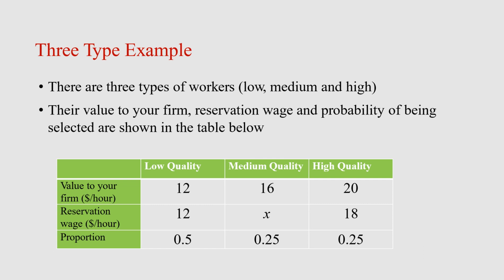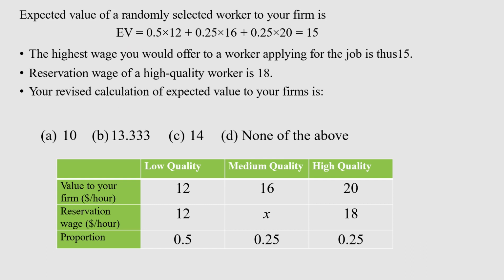Let's say that the proportion of low quality workers is a half, and the proportion of each of the medium and high quality workers going into the marketplace and approaching your firm is a quarter. So the expected value of a randomly selected worker to your firm is given by multiplying 0.5 times 12, adding 0.25 times 16 and 0.25 times 20, which gives you $15. The highest wage you would offer to a worker applying for the job is thus $15.